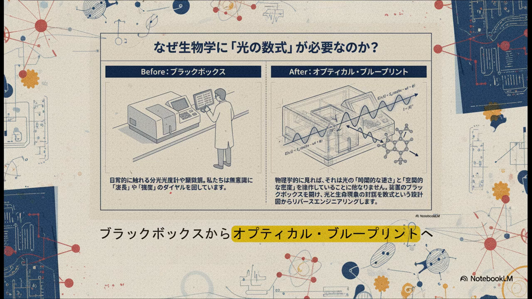But what if we could reverse engineer that? By using a simple optical blueprint, essentially translating the physics of light into a language we intuitively understand, we can turn that opaque black box into a completely transparent glass case.